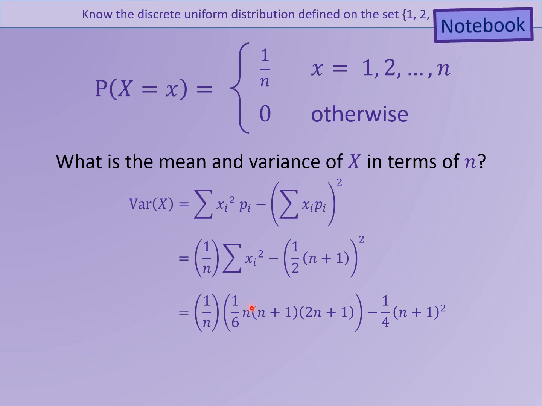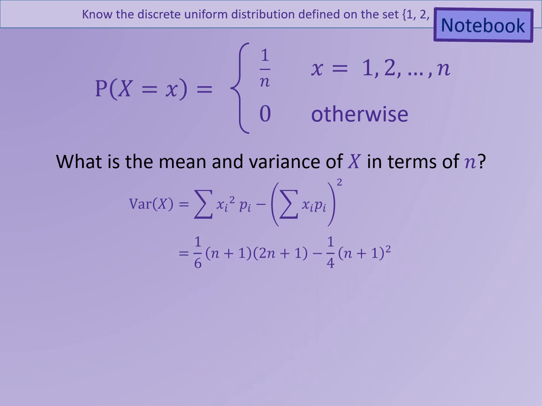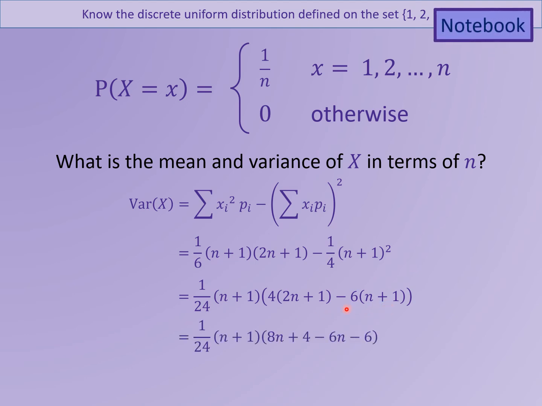We can cancel the 1 over n here with this n. We can pull out a factor of n plus 1. Having pulled out the factor of n plus 1, we can also bring out a factor of 1 over 24 because that is the lowest common multiple of 6 and 4. By pulling out a factor of 1 over 24, we are essentially multiplying this term here by 24 and this term here by 24. So we get 1 over 24 (n plus 1), and then 4 times (2n plus 1) minus 6 times (n plus 1). So just expanding that out gives us this, which simplifies down.